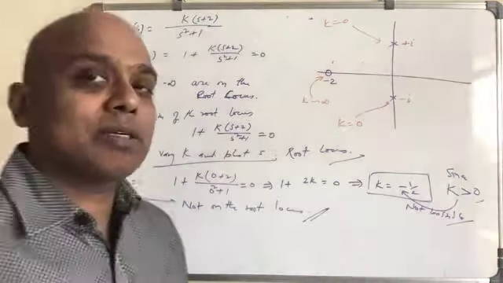So this portion, s equal to minus 2 plus something, is not on the root locus. Why? Because minus 2 plus any positive value put there will make this term positive, and here we have the negative sign, so k becomes less than 0, hence it's not possible. So this whole region is not possible.